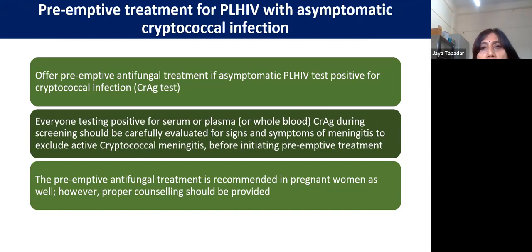Now, preemptive treatment, what is that? Anybody who, as I told you, is serum CrAg positive and does not have symptoms of cryptococcal meningitis, you will give preemptive treatment. And it can be given in pregnant women as well, because you're giving fluconazole. But before giving that preemptive treatment, it is much better to do a CSF and CSF CrAg to rule out asymptomatic cryptococcal meningitis. If the CrAg is positive in the CSF, that is designated as cryptococcal meningitis. Okay, next slide, please.